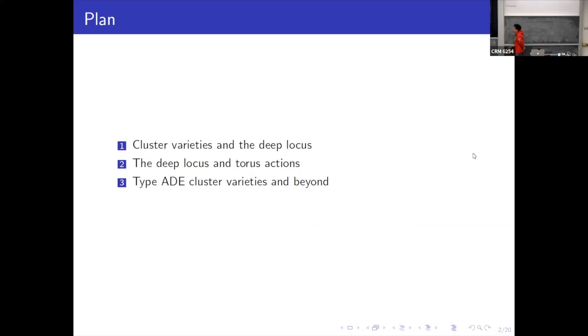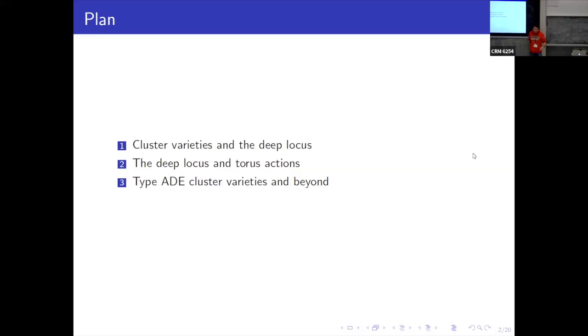I will tell you what I understand by a cluster variety, because this is a bit different from what Alfredo told you yesterday. And the difference is precisely this deep locus. Then I will tell you some conjectures on how to interpret the deep locus using some torus actions on the cluster variety. And finally, I will tell you what is known.